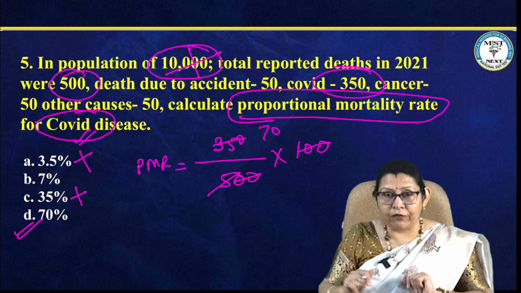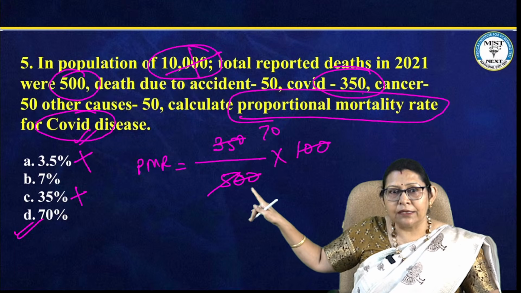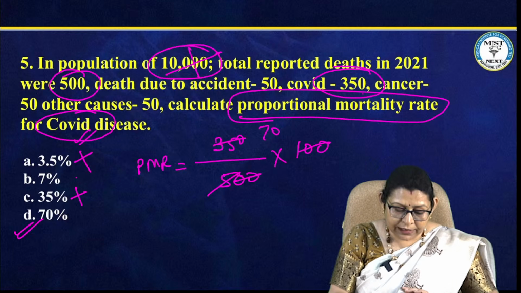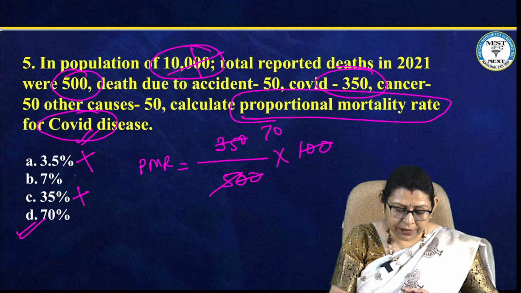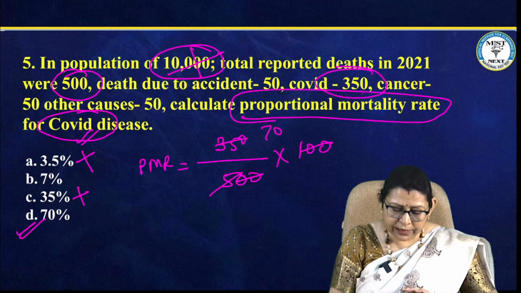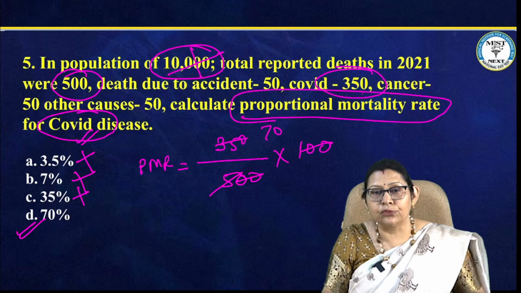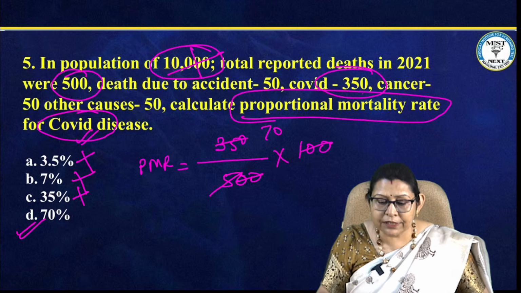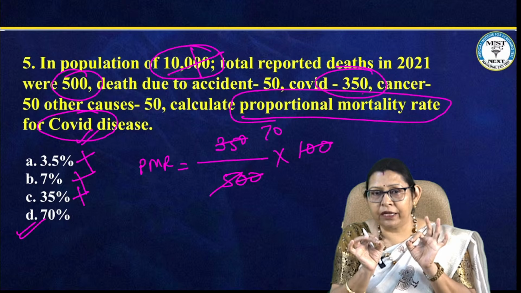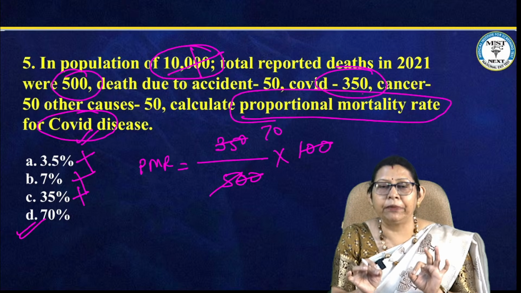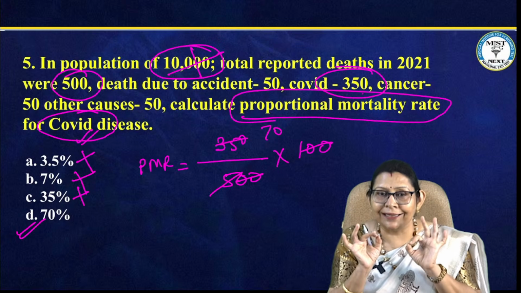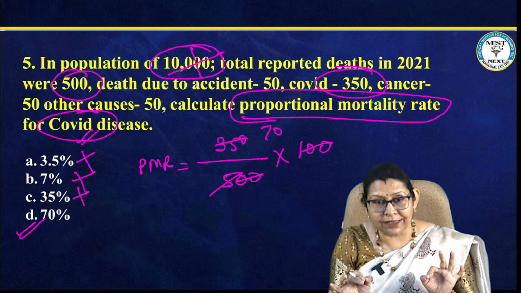So be very careful. If you make even a slight mistake in the zero calculation, you might get 7%. This is also a wrong statement. So be very careful about this, and we are going to choose the correct answer. The correct answer for this is 70%. In the proportional mortality rate, the denominator will be your total deaths because of all causes.